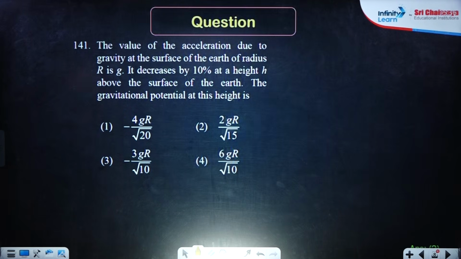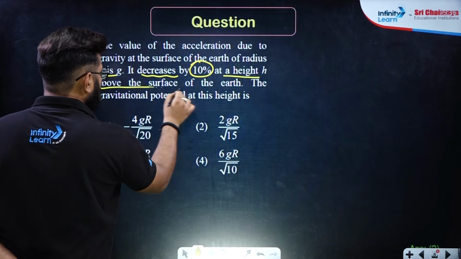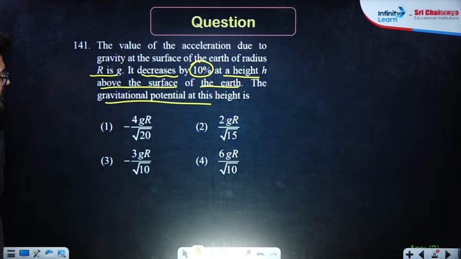The value of acceleration due to gravity at the surface of Earth of radius capital R is g. It decreases by 10% at a height h above the surface of Earth. The gravitational potential at this height is?